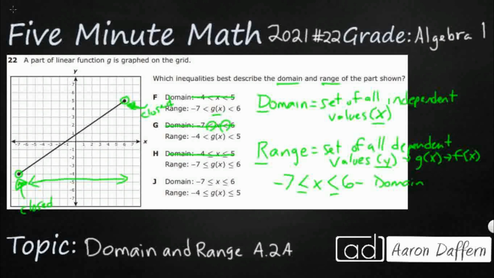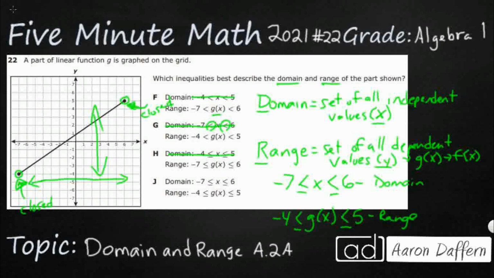Let's check our range. We're going to use the y-axis, but it's really g of x. So we're looking from bottom to top. So it is going to be greater than -4. It's going to be less than, it goes up to 5. Once again, it is still those same closed circles. So it really needs to be greater than or equal to -4, and then it needs to be less than or equal to 5. And this is going to be our range.